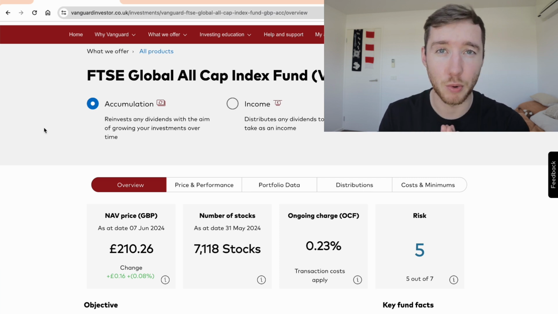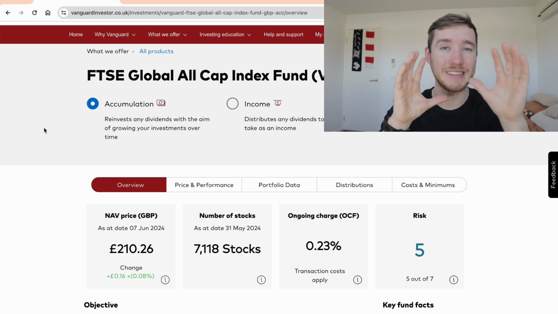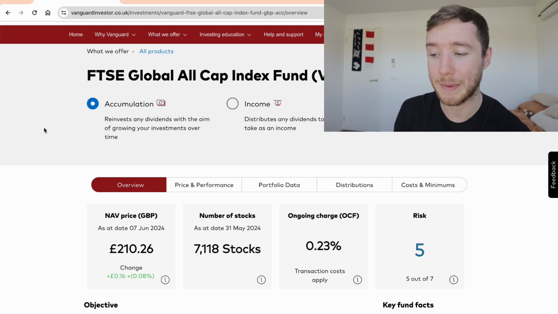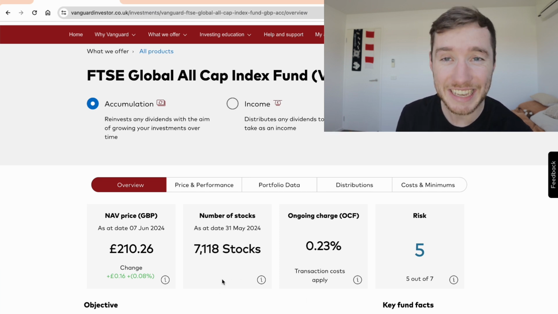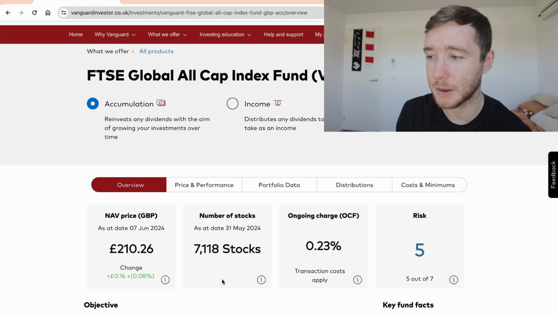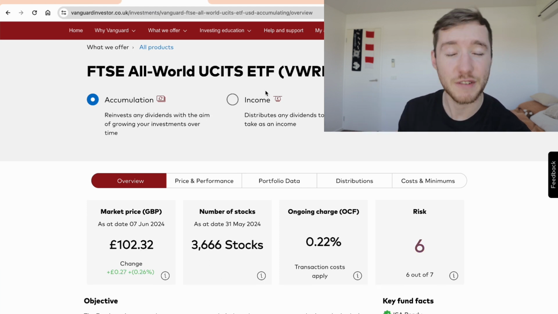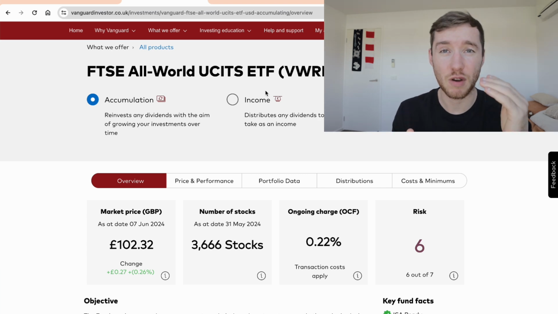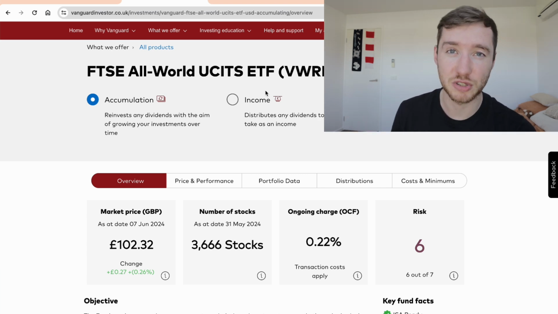Secondly, let's look at the portfolio data, and this is the biggest difference between the two funds. As you can see, the FTSE Global All Cap has 7,118 stocks, over 7,000 companies. The FTSE All World has 3,666 stocks, so it actually has roughly half the amount of stocks as the FTSE Global All Cap.